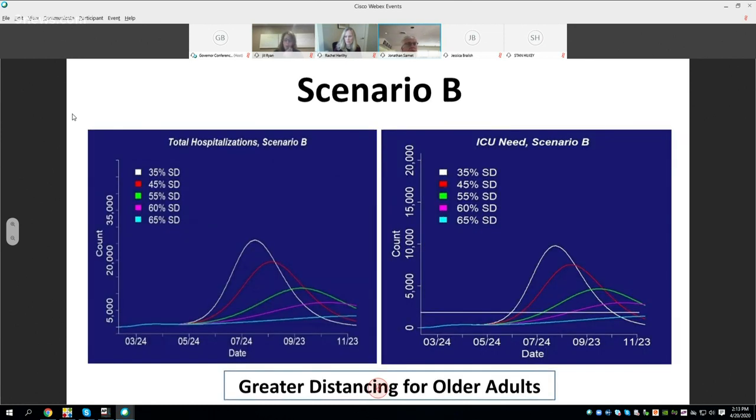And I'm going to take you through those. So this is now greater distancing for older adults. And what happens here is that, in fact, these curves have been brought down. The peaks are not so high. But again, if you look at ICU need in that horizontal line, we come to it even with maintaining a fairly high degree of social distancing. So that's now in C.